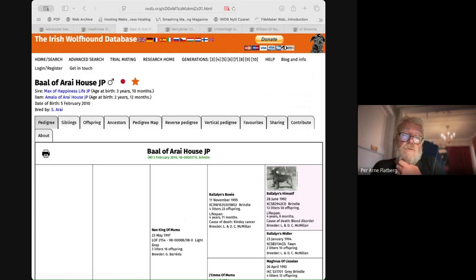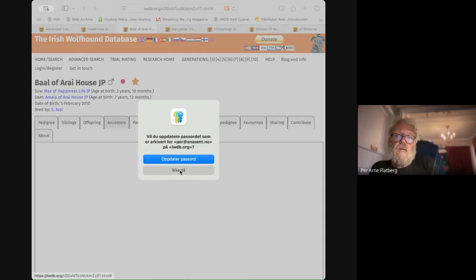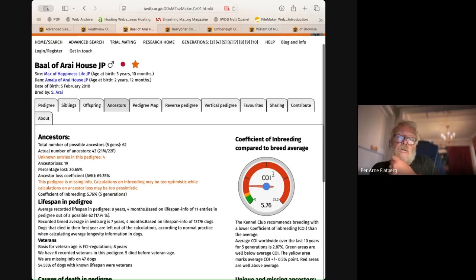Okay, what is the red line on the IWDB COI? The red area is where you have a COI, coefficient of inbreeding, well above the average for the breed. So it goes to plus 0.5% above there. Okay, you answered my COI question.